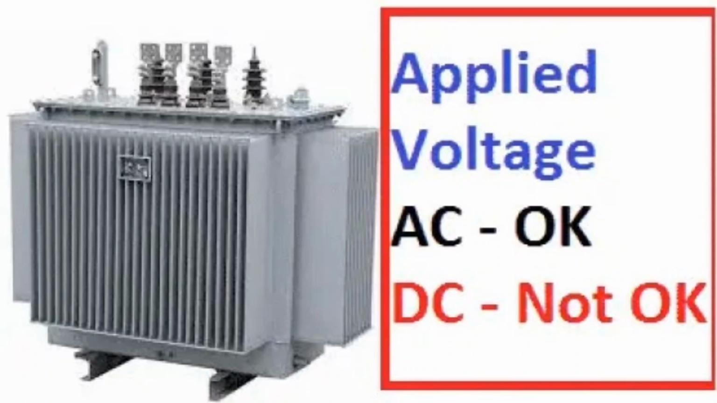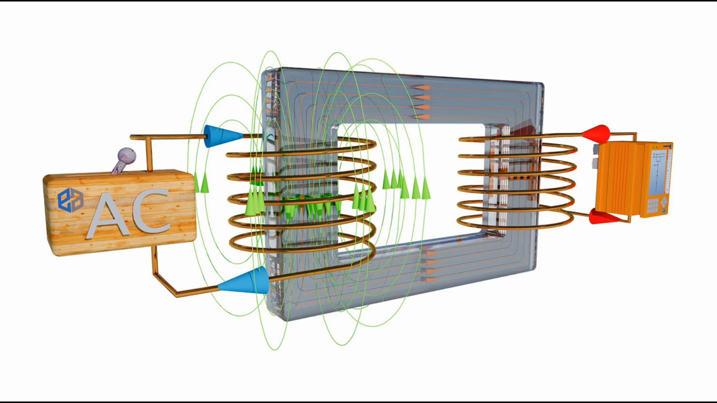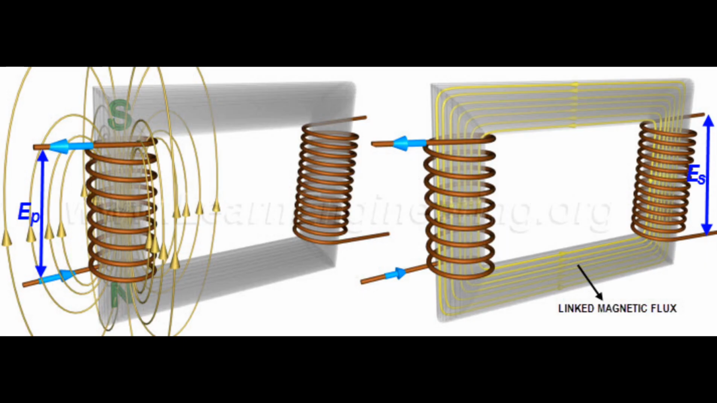Did you know that transformers are primarily designed to work with alternating current systems rather than direct current systems? This is because transformers operate on the principle of electromagnetic induction, which relies on the alternating magnetic fields created by AC current. In a transformer, AC current flowing through the primary winding creates a changing magnetic field that induces a voltage in the secondary winding.